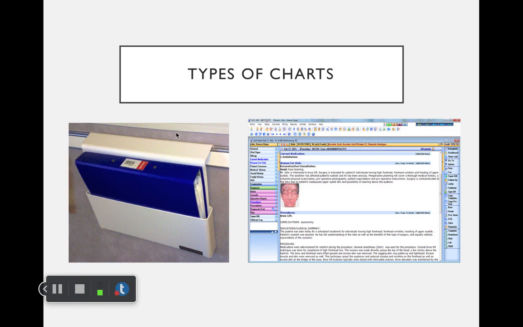To start at the beginning, there are two different types of charts. The one on the left here is the traditional chart, the paper chart, as you'll sometimes hear it called. On the right here, we have the electronic chart. Honestly, most hospitals will have this electronic chart, but a good amount still have a mix of both electronic and hard charts. And there can be different things that are found in the paper chart as well.